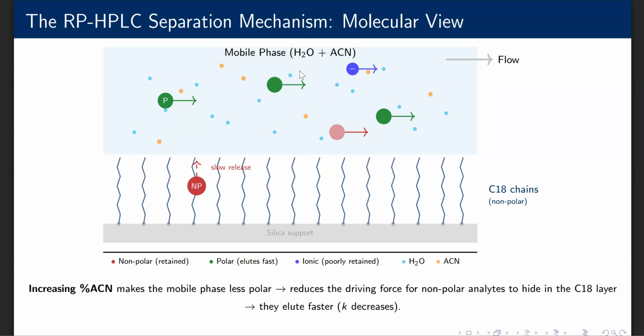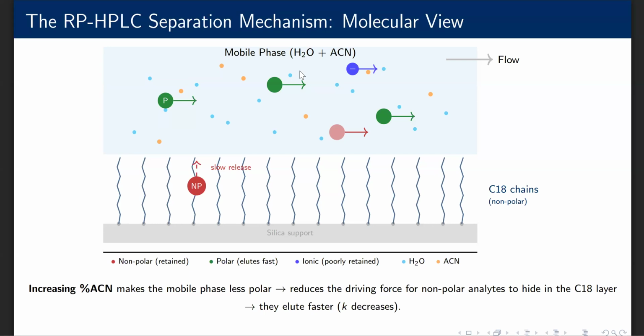They have no affinity for the nonpolar C18 chains and move rapidly. The ionic analyte, the blue circle with a minus sign, is even more polar and is actively repelled from the hydrophobic surface. The sentence at the bottom captures the essential mechanism.